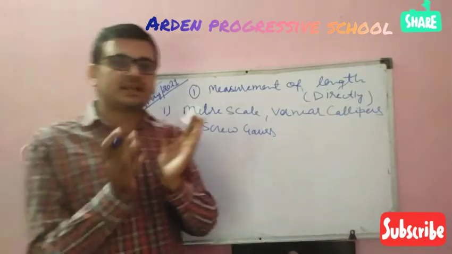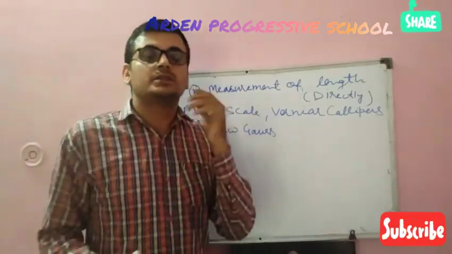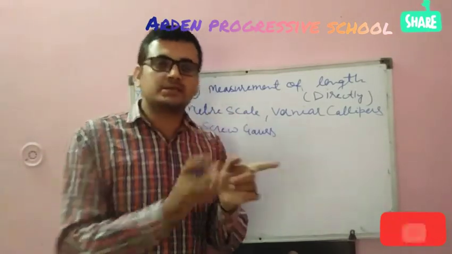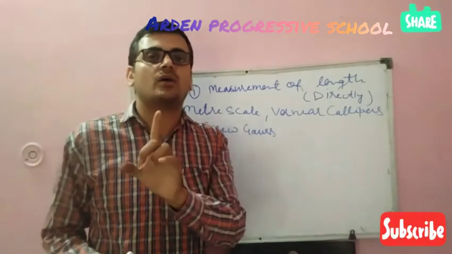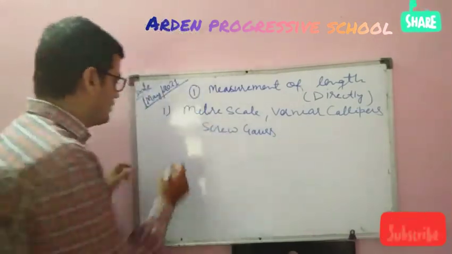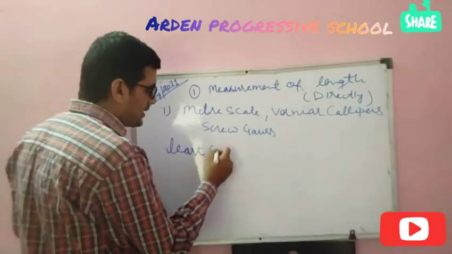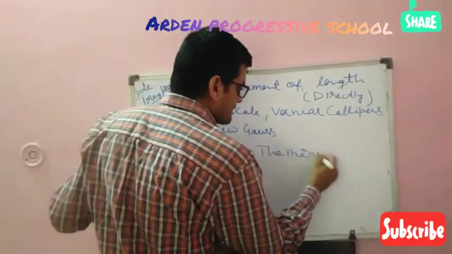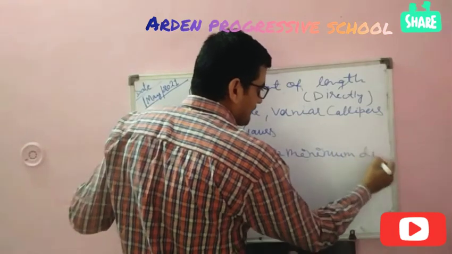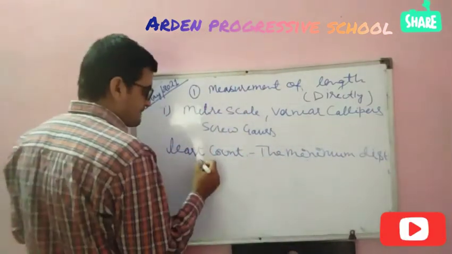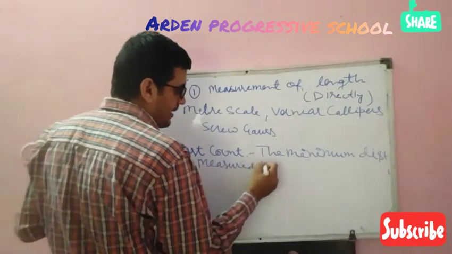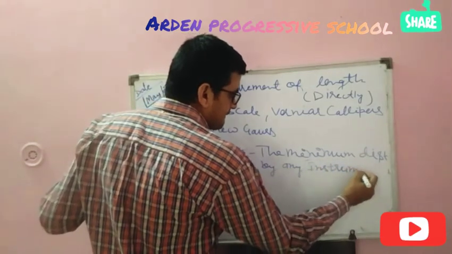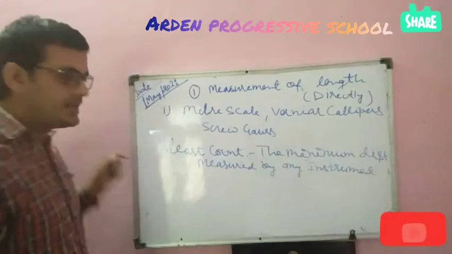Now, student, listen to me carefully. The minimum distance measured by any instrument, any instrument which measures the minimum distance, that is called least count. What? Least count. Least count is the minimum distance measured by any instrument. This is called least count.